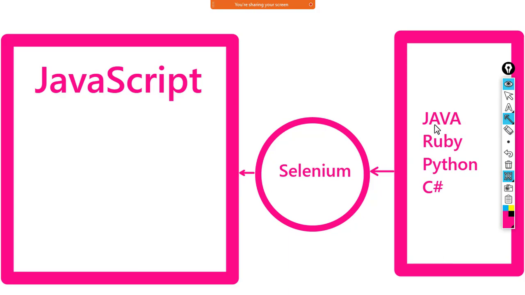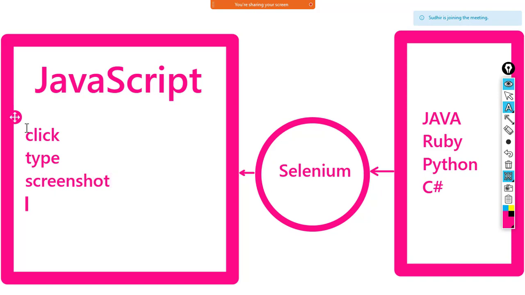For example, in Java, I write some code, and that is a Selenium code. Now Selenium converts that code to JavaScript, which the browser understands. Now it can be anything we want. For example, say we want to click, or we want to type, or we want to take a screenshot, or we want to scroll. So anything we can do manually, we can do with the help of Selenium, and Selenium ultimately converts all the code to JavaScript so that the browser understands it and does the work that we want it to do.